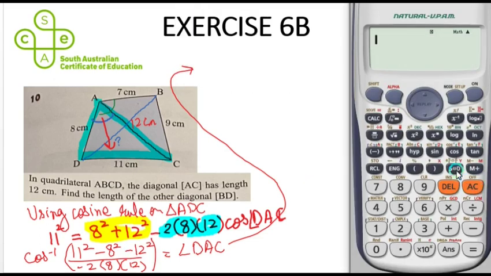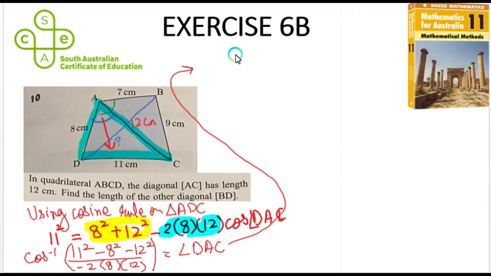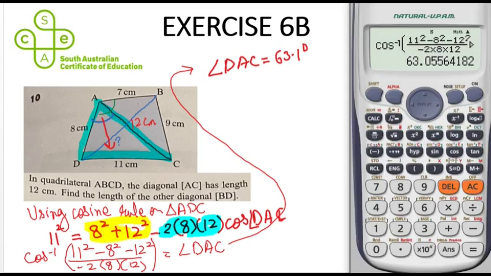Using calculator to find the angle, it is cos inverse of the fraction given. A fraction we obtained: 11 square minus 8 square minus 12 square, and then divide by negative 2 times 8 times 12. So my answer is 63.81 degrees. So angle DAC will be 63.1 degrees. I've written the rounded off answer, 63.1 degrees.